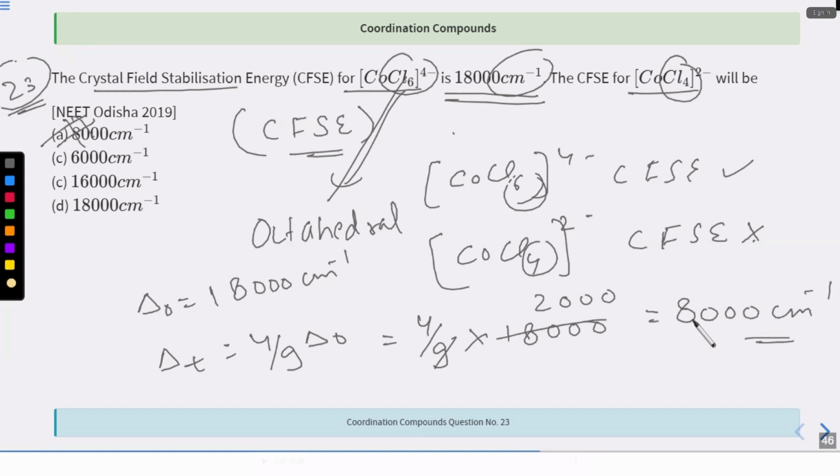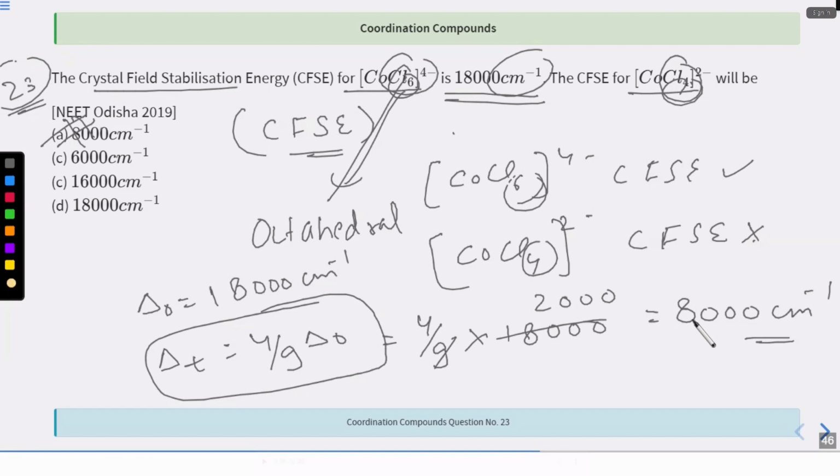Cool. Again, a simple one. If you remember this formula, then you can do it. Octahedral means the central atom is surrounded by 6 ligands, and tetrahedral means the central atom is surrounded by 4 ligands. Just remember this formula: delta T is given by 4 by 9 times delta O, and you will be good.